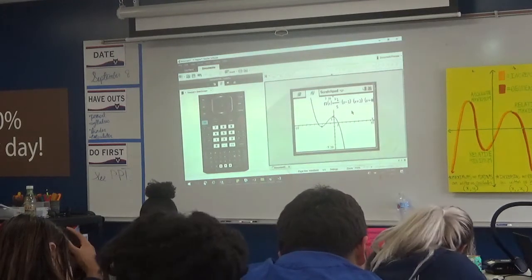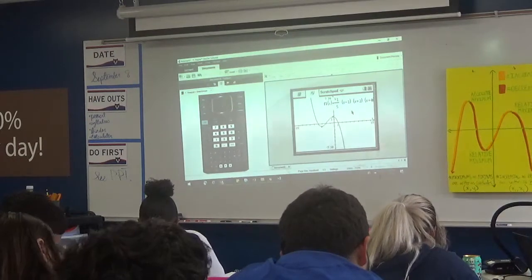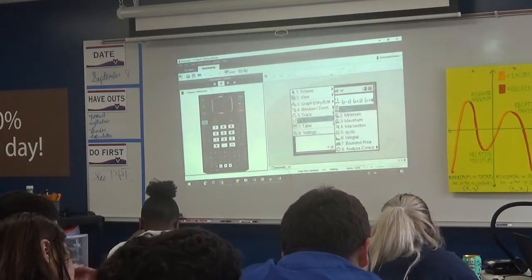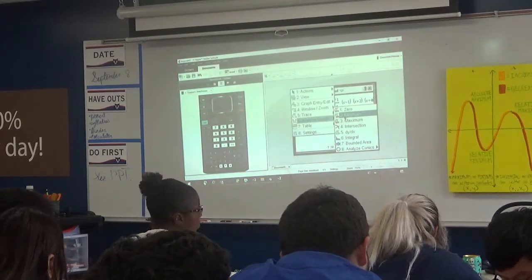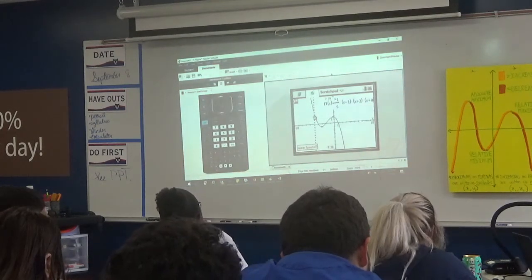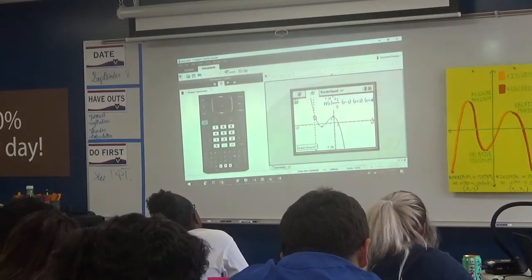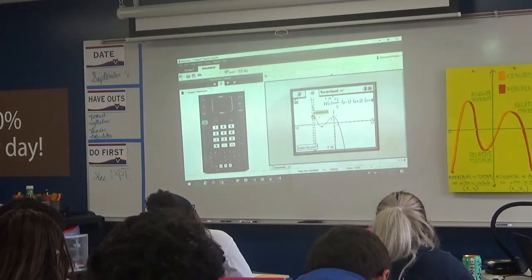Perfect. So everyone hit menu, or catch up, menu, analyze graph, and then let's go with min first just for fun. Hit minimum, and you basically click on either side of that low point on the graph. If you don't click enough over, notice I clicked for my lower.